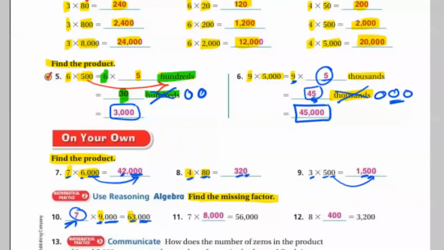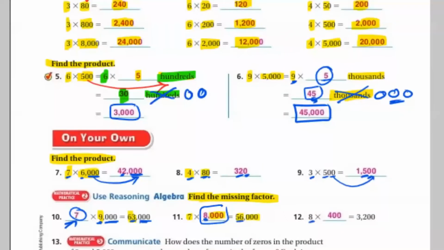we have here 56 and 3 zeros, and we have here 7. So we have 3 zeros, so put 3 zeros here, and then we ask ourselves, 7 multiplied by what equals 56? 7 multiplied by 8 equals 56. Okay, so the answer here is 8,000.